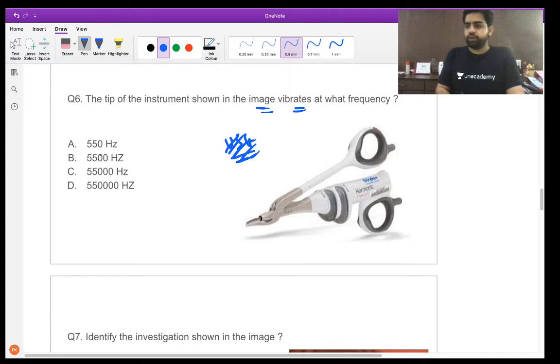Okay. So can you tell me what is the answer to this particular question? Can anybody answer? Vidashi, Preeti, Indra, Sonak, Kamal, please answer, guys. What is the frequency of vibration of a harmonic scalpel? Is it 550 Hertz, 5500 Hertz, 55,000 Hertz, or 550,000 Hertz? Please comment a bit fast so that I can move on and discuss the question.